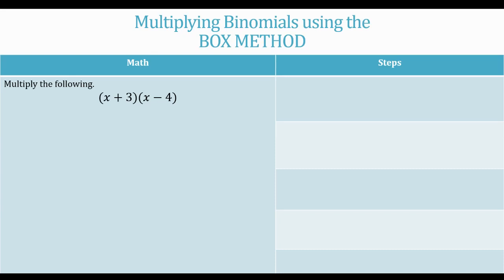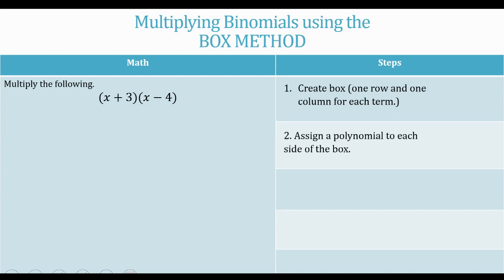So we need to multiply the following. We have x plus 3 times x minus 4. So step number 1 here is to create a box, one row and one column for each term. These are binomials, so we have 2 in both sets of parentheses here, so we're going to have a 2 by 2 box. So let me draw this box.